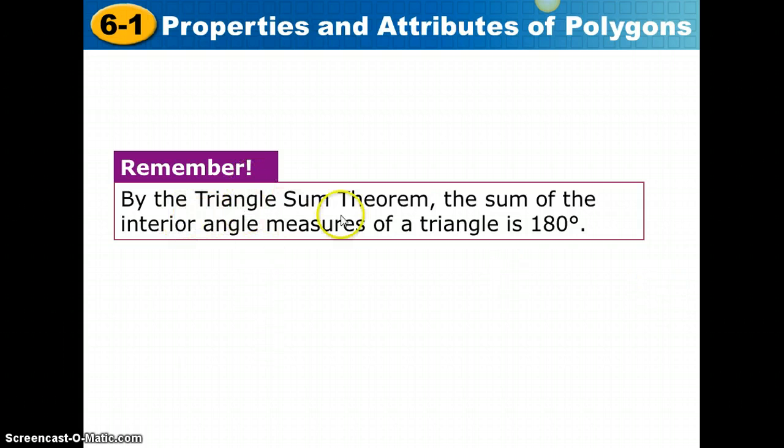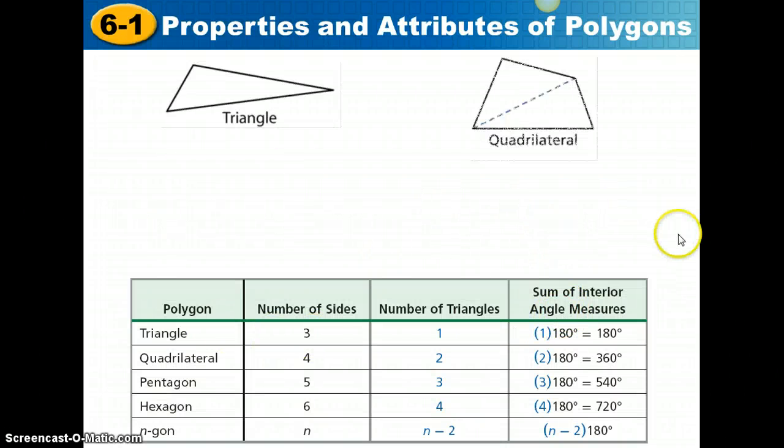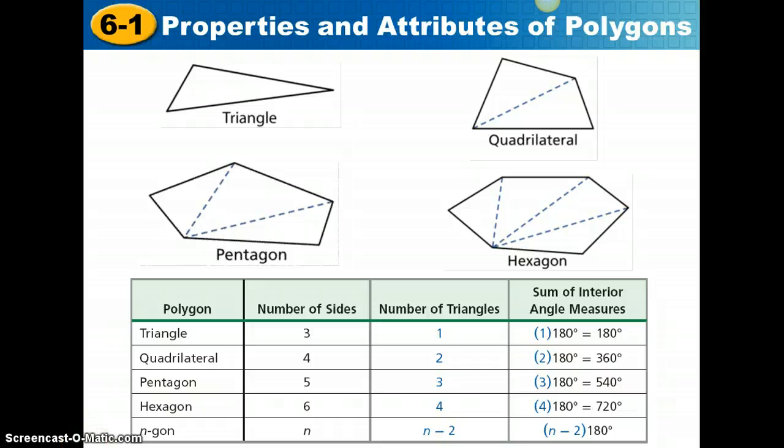And remember, by the triangle sum theorem, the sum of interior angle measures of a triangle is 180 degrees. So we have this table we can get using these 4 figures. If we have 3 sides of our polygon, that's a triangle. There's only one triangle, so our sum of the interior angle measures would still just be 180 degrees. But in a quadrilateral, these two triangles give us two 180-degree sums, which is 360.